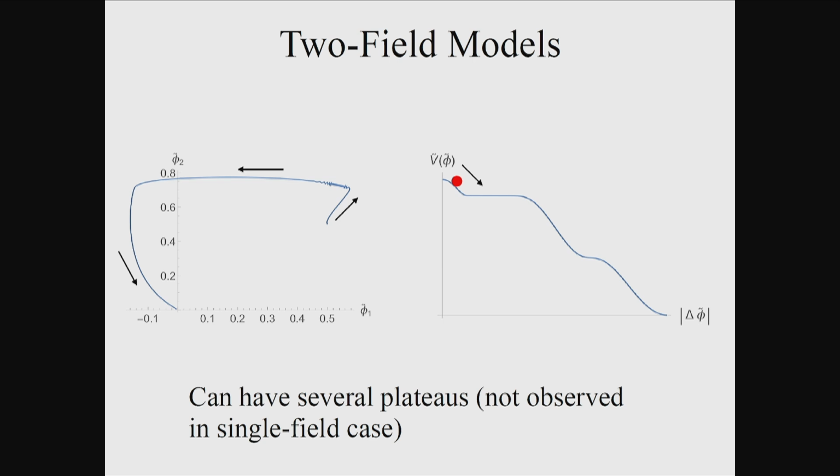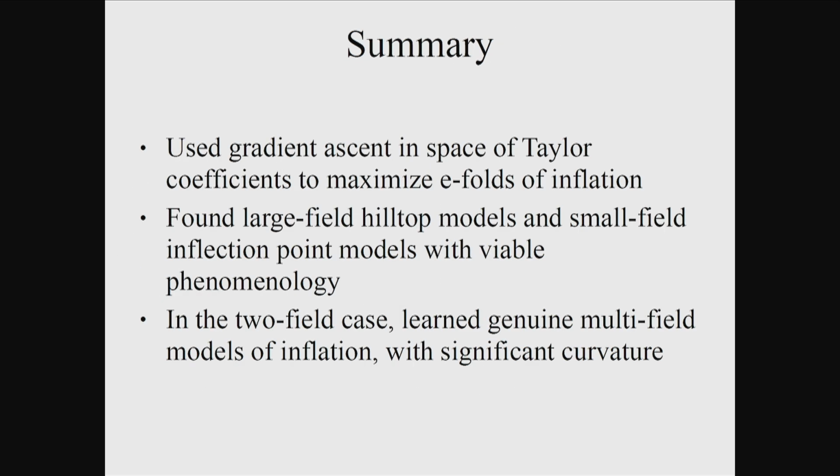This particular potential, plotted as a function of the distance traveled, has not one, not two, but actually three plateaus. So it's sort of like having three inflection points superimposed on each other. And if you look at how the field moves in field space here, you see that it initially starts out going away from the minimum at the origin, but at some point it hits a wall and curves back, and then curves back all the way down here. So unlike in the single-field case, we are observing some rather exotic models of inflation, and it would be interesting to study these further.